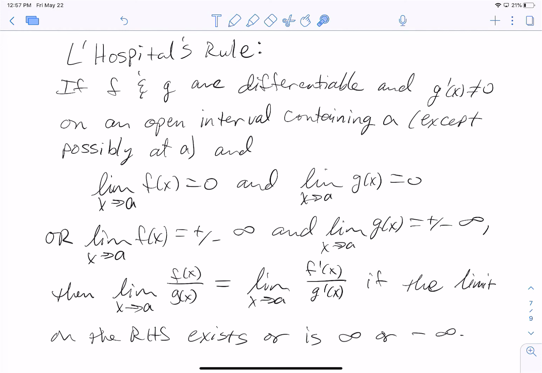Here we're going to prove L'Hopital's rule, so I'm going to remind you of what it says. If f and g are differentiable and we have limits that are both 0 or both infinity, then the limit as x approaches a of f of x over g of x is equal to the limit as x approaches a of f prime of x over g prime of x if the limit on the right hand side exists.